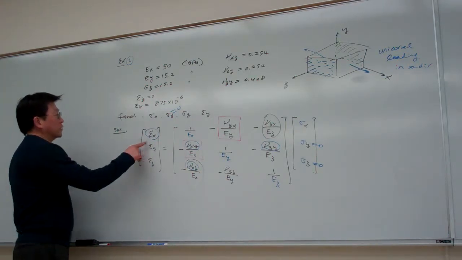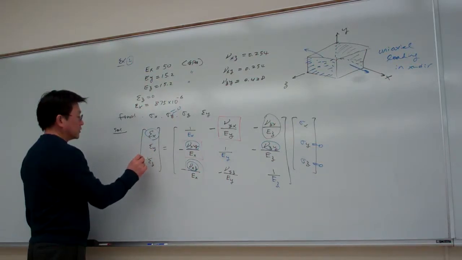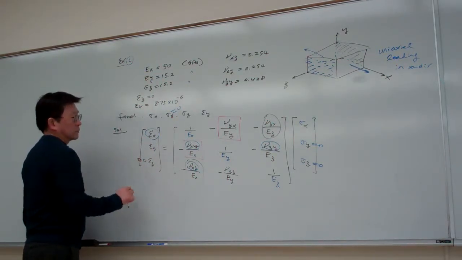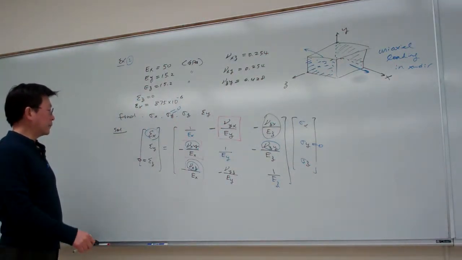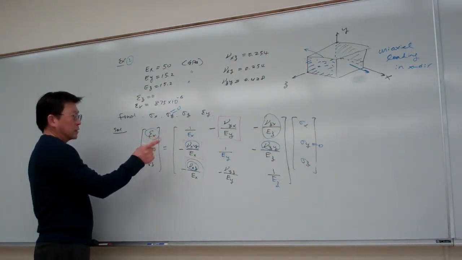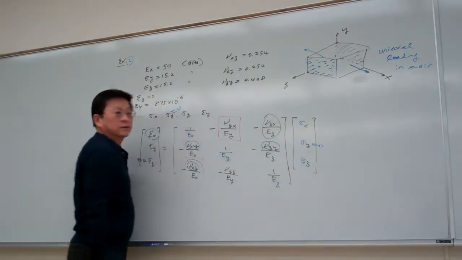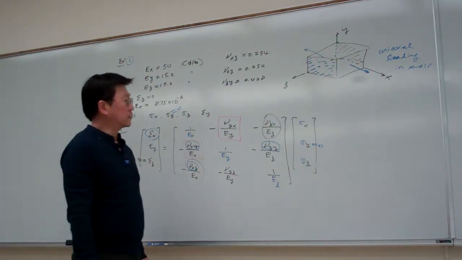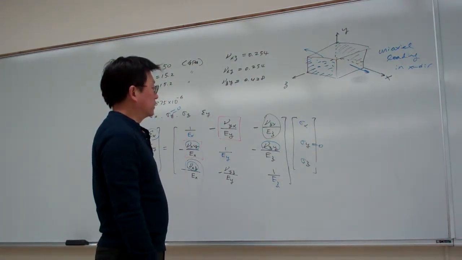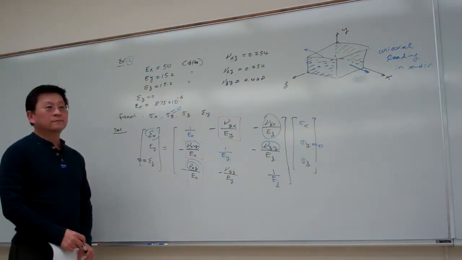Now for this case, we are given epsilon z equal to 0, and we are looking for this one. Again, how many numbers are we looking for? 1, 2, and 3. So for this one, we could do the calculation. Again, that is on your own, you can calculate it.